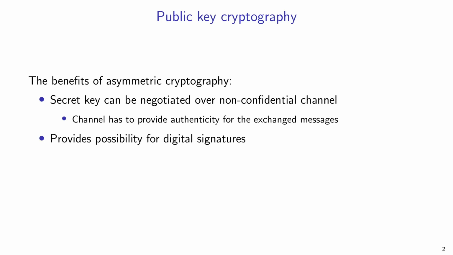And the second benefit is that asymmetric cryptography provides the possibility for digital signatures. That is, provides data origin authentication. So if there is just one thing you will remember from this lecture, please remember these two main points that summarize the main benefits provided by public key cryptography. Now, let's see how public key cryptography works by looking at the RSA algorithm as an example.